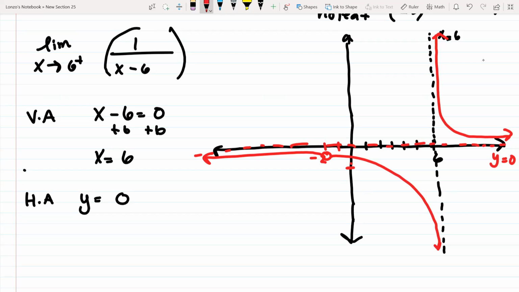Okay, so now let's figure out what is the limit as x approaches 6 from the right. So here's 6. And remember, a limit is a y value. So 6 from the right, it just shoots straight up, right? So it's going to be positive infinity. And if you're curious, 6 from the left is actually going to be negative infinity because it shoots down. So that is our final answer. It's just going to be positive infinity.